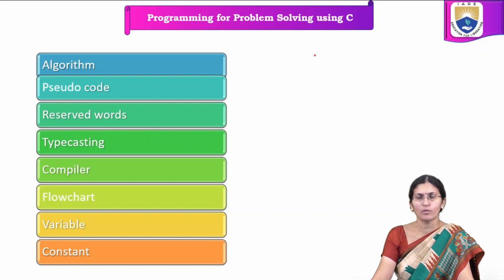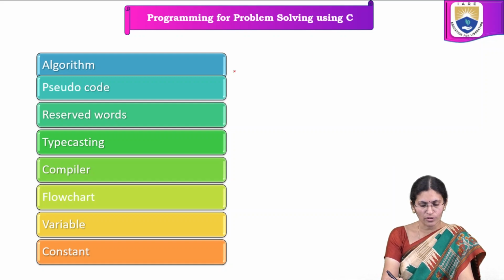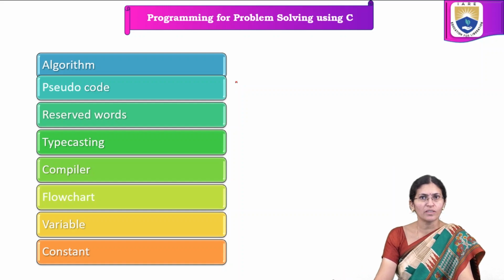Apart from this, there are also concepts like C tokens, which are the basic building blocks of the C programming language. So in this, we are going to see the different definitions. First one is, what is algorithm? We are going to see the definition of algorithm. Then after that, pseudocode. What is a pseudocode, for what purpose it is used, along with some examples.